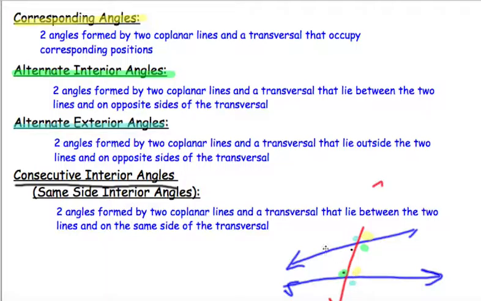Consecutive interior angles are also called same side interior angles. And these are on the inside, so between the 2 lines, and on the same side of the transversal. So these are in this picture here with these little dots. They're both on the left and they're both inside. The other pair would be on the right side here. This green one and this yellow one would also be consecutive interior angles or same side interior angles.